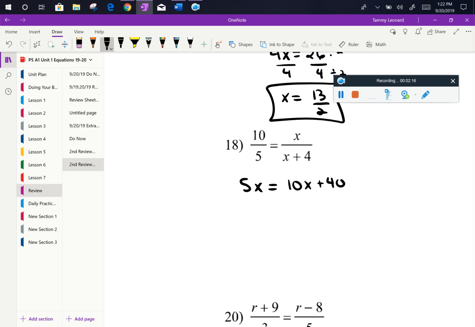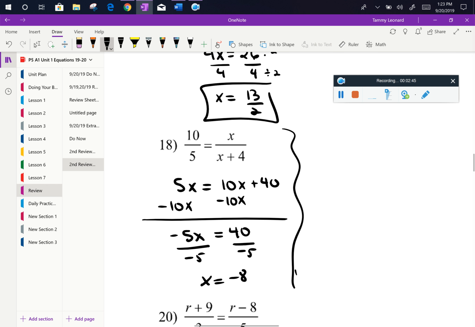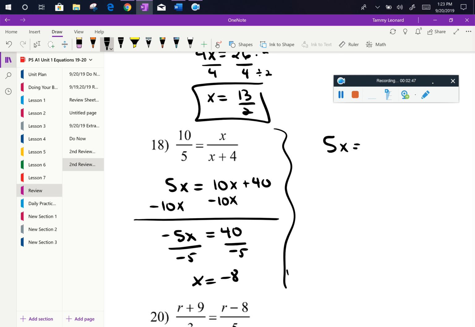Normally, I would tell you to subtract 5x from each side because that would keep the x's as positive as possible. But if we do that, we end up with all the terms on one side of the equal sign, and we're going to have an extra step of moving the 40. So in this case, I actually think it's a little easier to subtract 10x from each side. So we have negative 5x equals 40, and we divide both sides by negative 5 to get x equals negative 8.